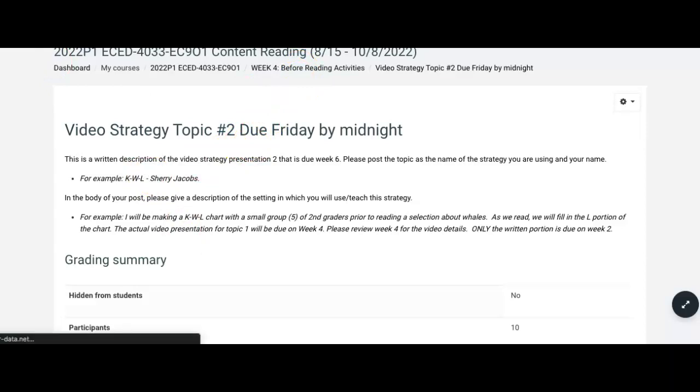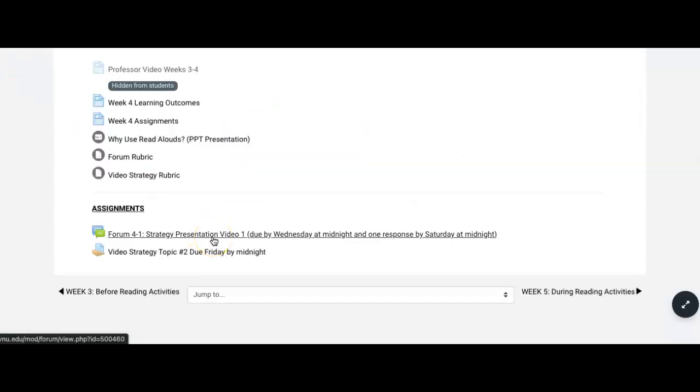Remember that week 5, your annotated bibliography is due, and the books that you're putting on there need to be nonfiction informational text. The areas are math, science, and social studies. If you have questions, please ask me. Read the directions again. Week 6 is video strategy 2, and week 7 is your dyslexia plan.